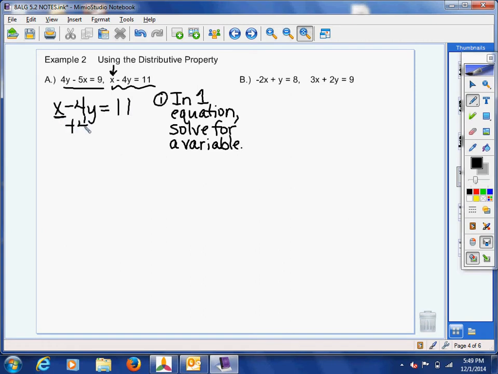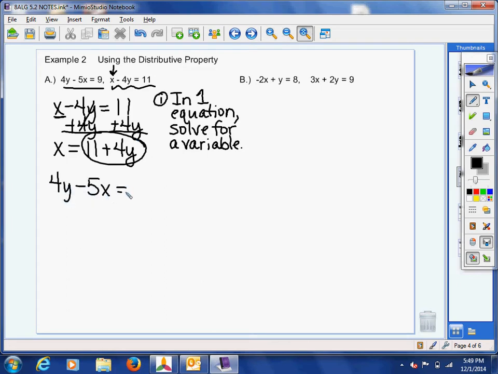So that means I'm going to add 4y to each side. And now I've created x equals 11 plus 4y. And this is another name for x. Now, I've already used this equation, x minus 4y equals 11. I'm not going to use it again, at least not momentarily. When I use my substitution, I'm going to bring the other equation down. Now, it's not a solvable equation because I have two different variables in it.